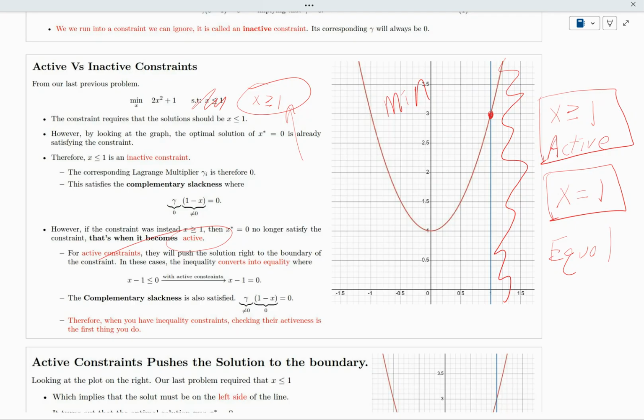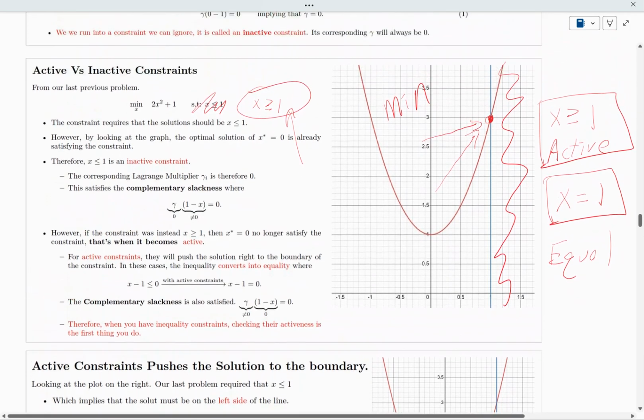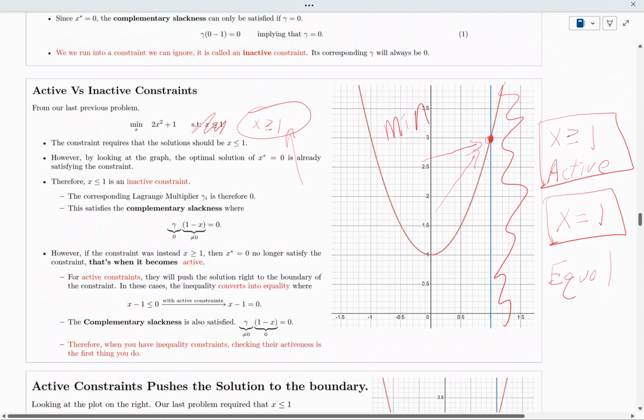All right, so active constraints is also very useful. Either you have inactive or active constraints. For active constraints, the solution is simply pushed to the very edge of the boundary, which is right here, right? So that's where the solution is. So for active constraints, that's the key. That's what you need to know.